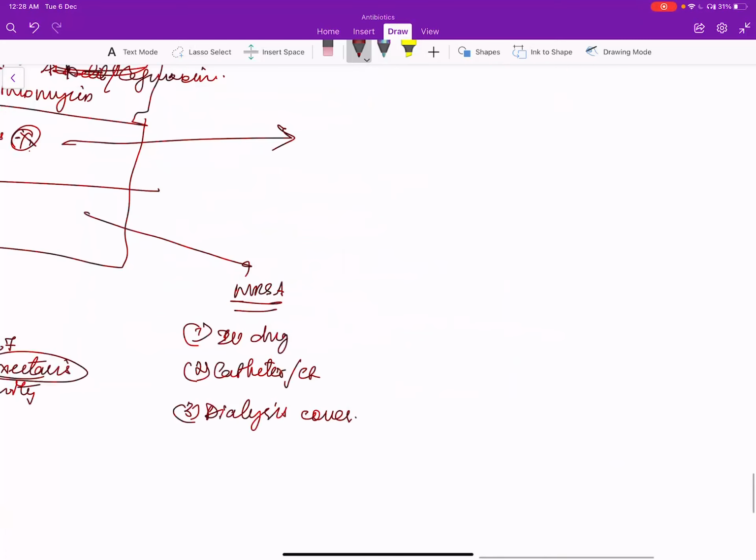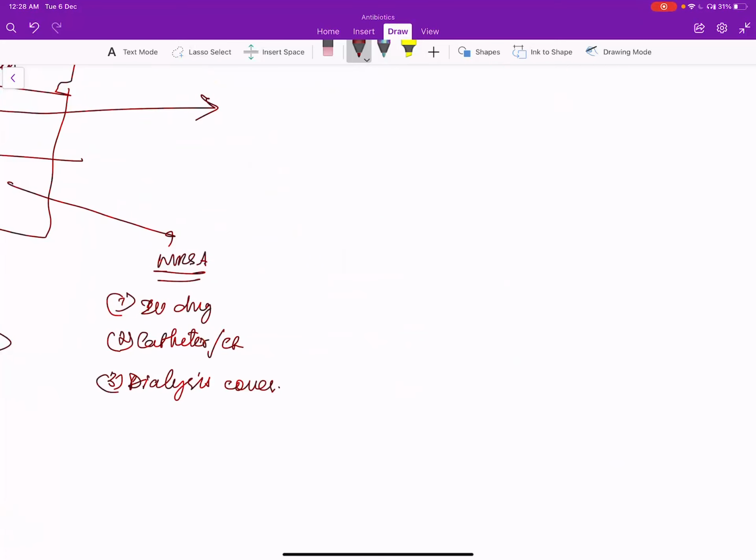Now the doses. Levofloxacin is 500 mg OD. Moxifloxacin is 400. Moxi also 500. Based on weight, 750 can also be given. 750 BD can also be given for moxifloxacin and levofloxacin, based on weight.